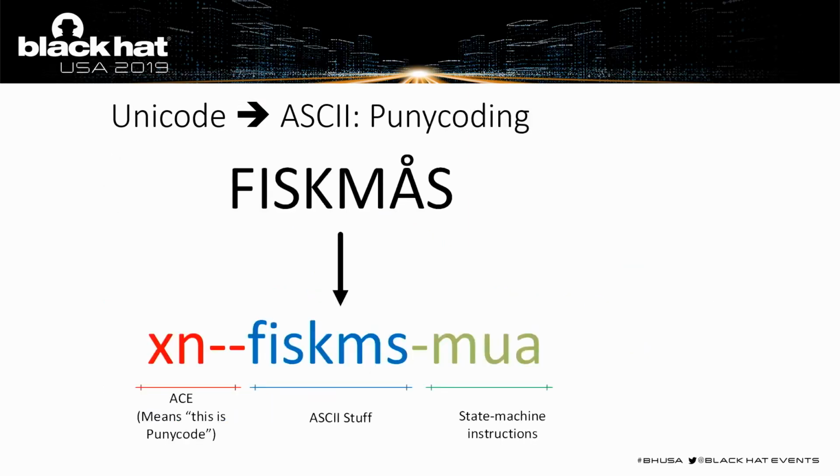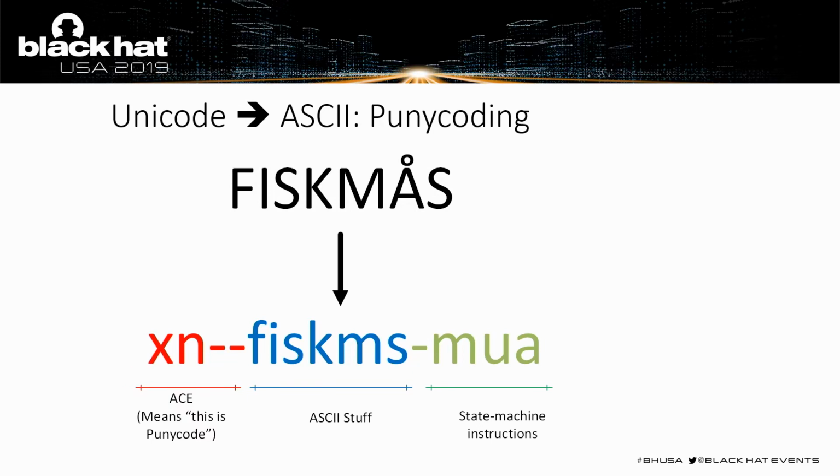After normalization, there's what's called punycoding. This is where you convert Unicode characters to ASCII. So if you look at this string, this is fiskmas, which is, I guess, the Norwegian word for seagull. This has a single Unicode character in it, which is that A with a combining ring above it. When this gets punycoded, you get the string at the bottom of the slide. This starts with an xn-dash, which is called an ACE. That just means this part of the hostname is punycode. This is followed by the ASCII characters from the original hostname in the same order, so everything but that A with a ring above it.